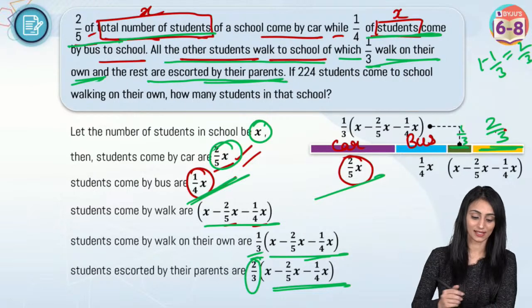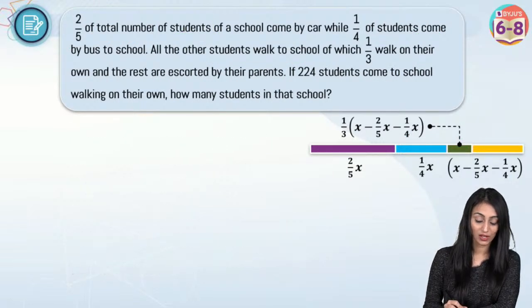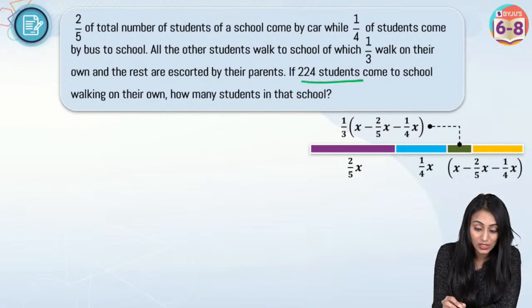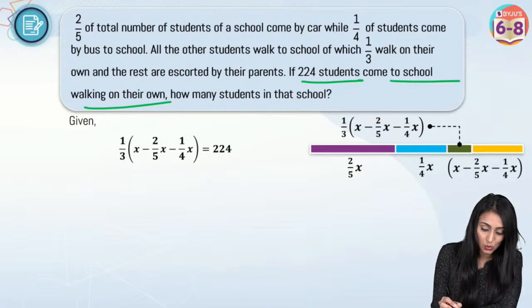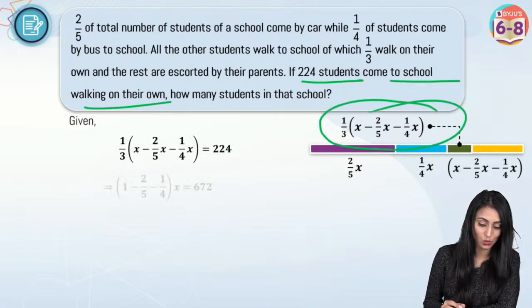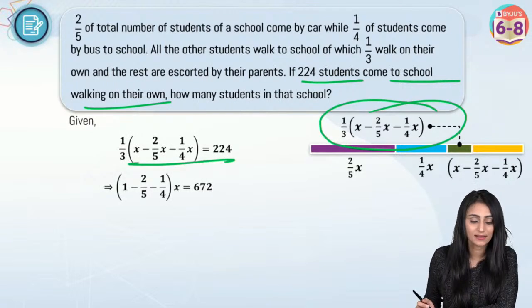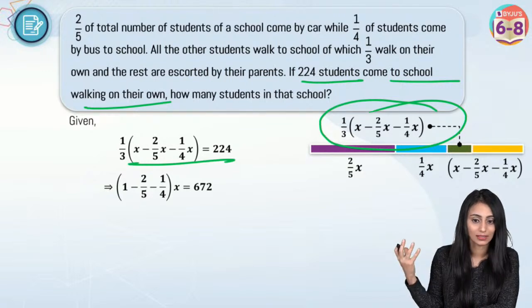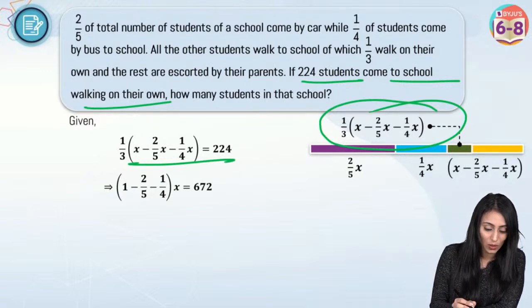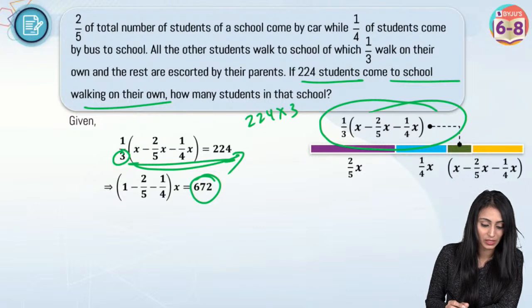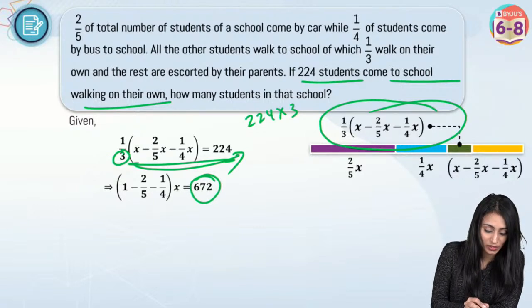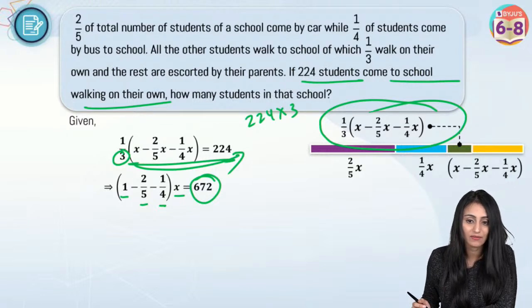All right. So this is clear. And question is saying if 224 students come to school walking on their own. So do you remember these were the students who came walking on their own? So I can equate them. Make sense? Because this is going to be equal, right? So simply what we will do here is I'll take 3 to the other side. So this becomes 224 times 3. That's 672, right? And let's take x common from here. So we have 1 minus 2/5 minus 1/4 and we have x here.